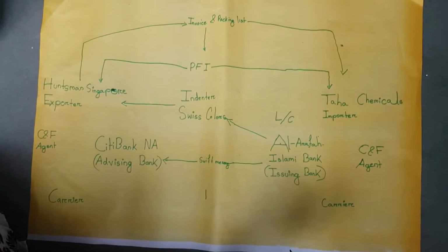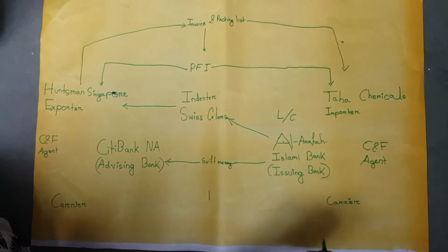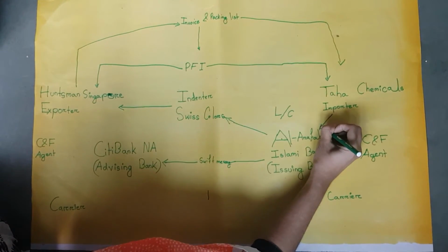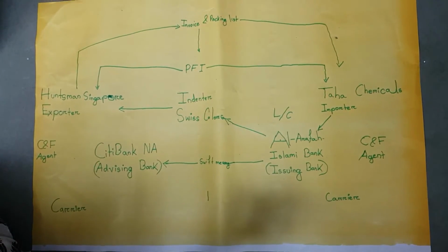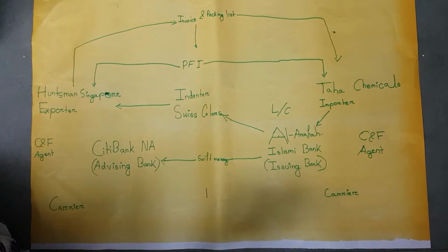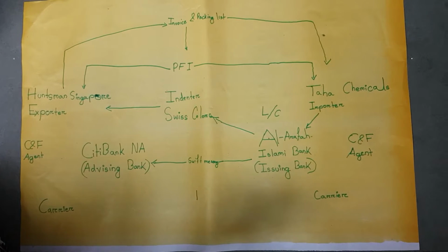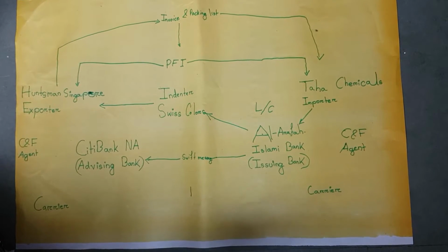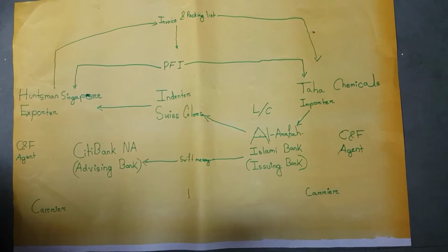Then Taha Chemical will send the invoice and packing list information to its issuing bank. Then the issuing bank will send the message to the advising bank that they have started the payment process. So the advising bank will notify the exporter to send the shipment of the products.